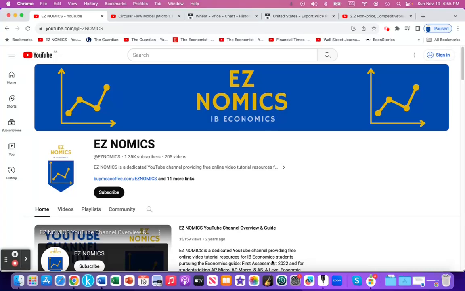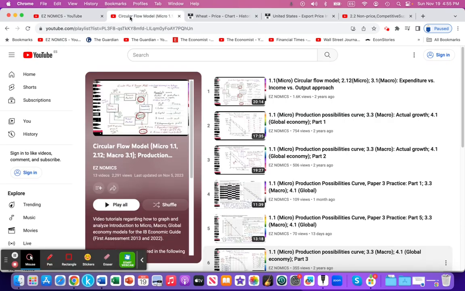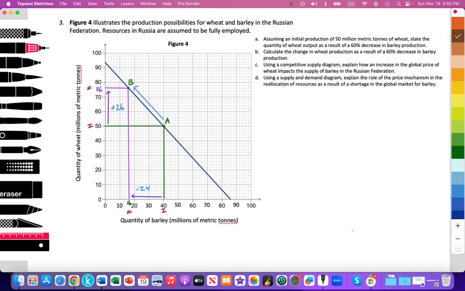Hello, this is Domenico, and this is a continuation of a paper 3 quantitative question using the production possibilities curve. It's part of a playlist, which includes circular flow, PPC, and the links to additional playlists that utilize this particular practice question for paper 3, also for the supply and demand playlist, and so on. So let's take a look at the question.